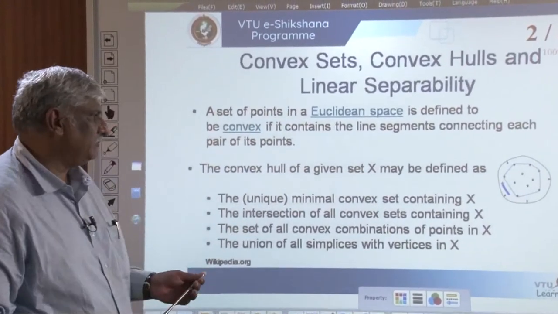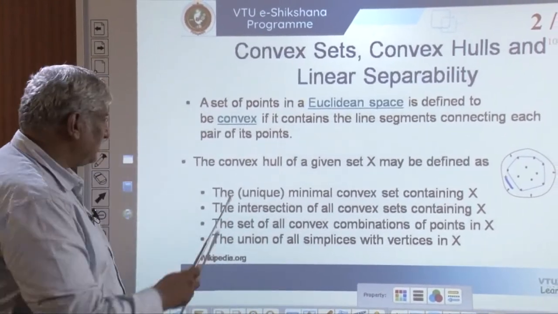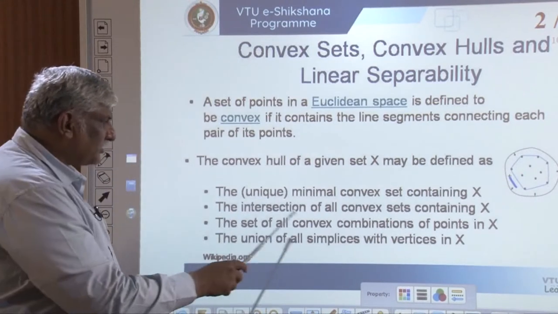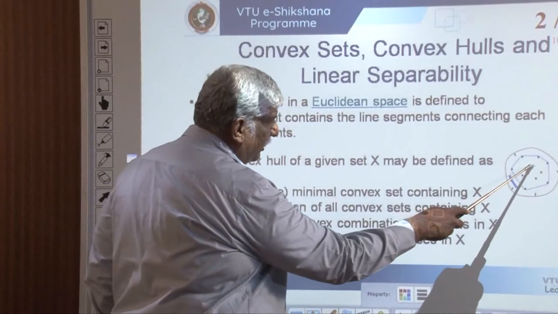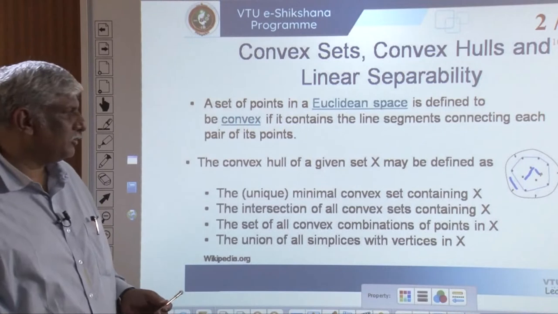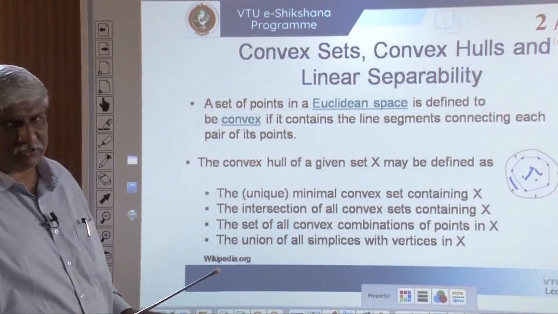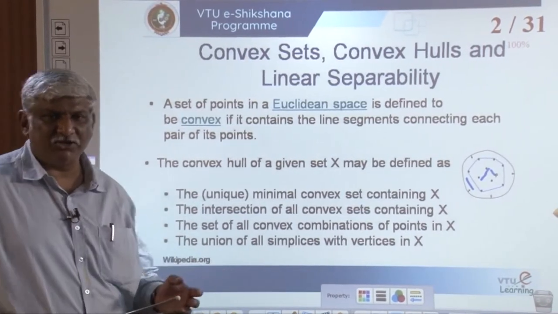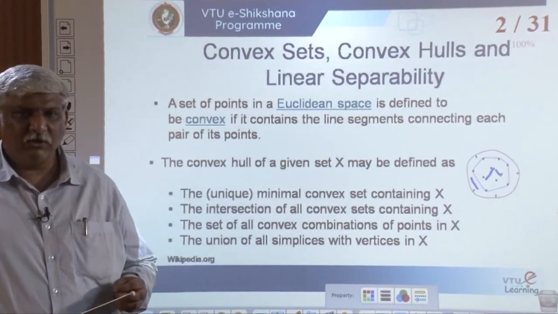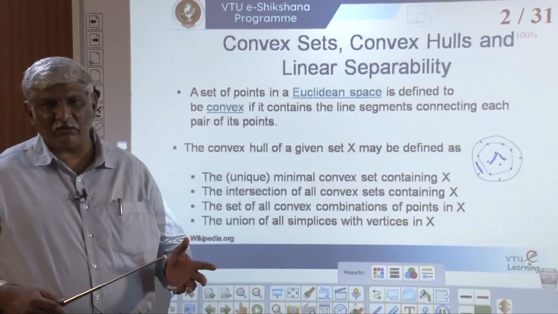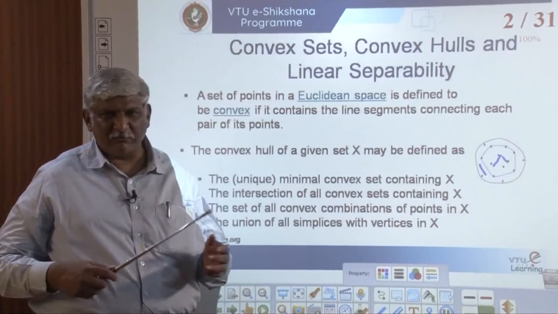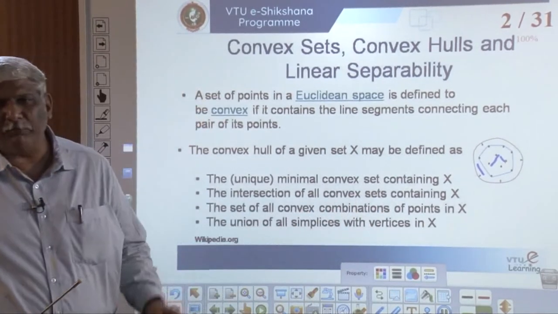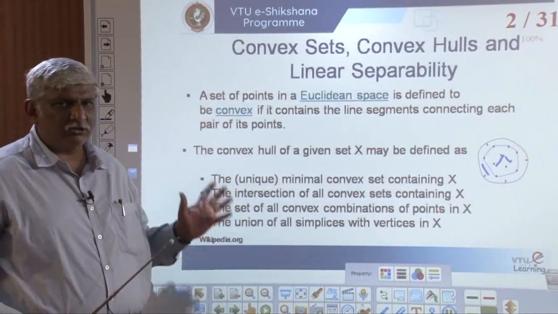The convex hull of a given set X may be defined in several ways. The first is the unique minimal convex set containing the points in the set X. The second is the intersection of all convex sets: if we connect any two points, everything should lie inside that border. That is again a convex set. The third is the set of all convex combinations of points. The fourth is the union of all simplices. What is a simplex? A simplex is a simple geometrical shape: a simplex 0 is a dot, a simplex 1 is a line, a simplex 2 is a triangle. So the union of all these simplices with vertices at points of the set X is also the convex hull. These are all ways of defining convex hulls.